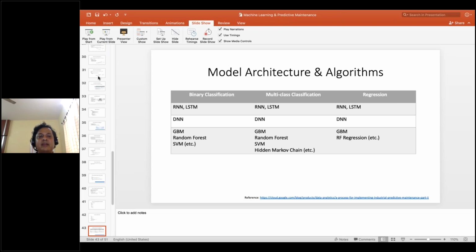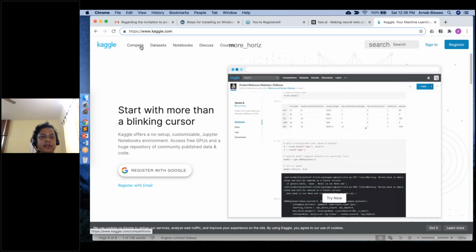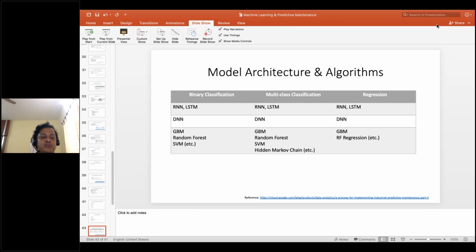Theory may say that RNN or LSTM works better when it comes to time series. But when you pick up a problem, you may find that LSTM is not working better. Even a time series problem may not work better with RNN or LSTM. I'll give an example. On Kaggle, there was a competition very recently, called the M5 competition. That's a time series forecasting competition, in which forecasters across the world participate.